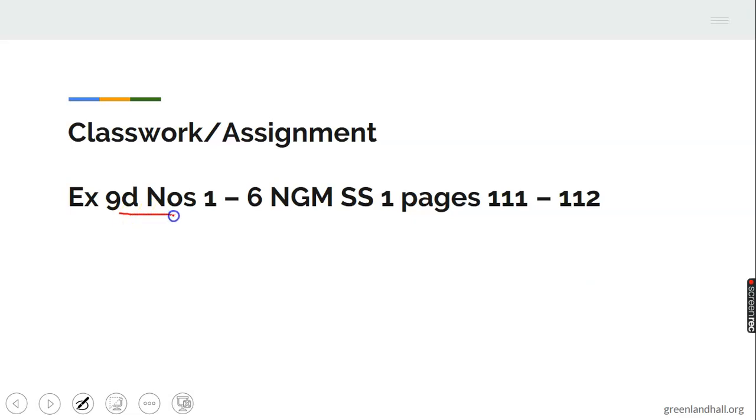And this is classwork slash assignment. Exercise 9D, number 1 to number 6, New General Mathematics SS1, on pages 111 to 112.